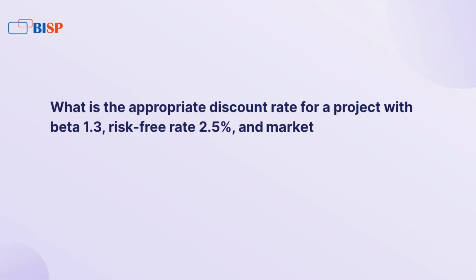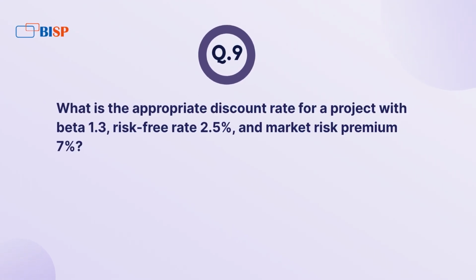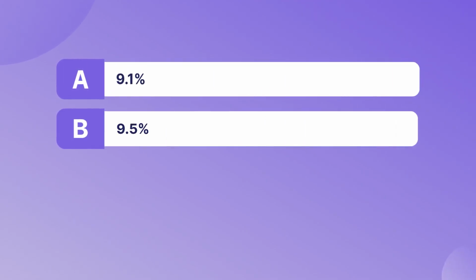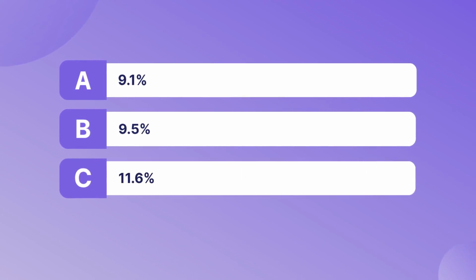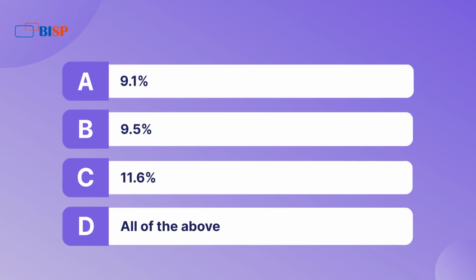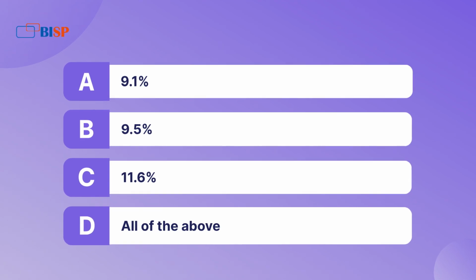Question number 9. What is the appropriate discount rate for a project with beta 1.3, risk-free rate 2.5%, and market risk premium 7%? A. 9.1%. B. 9.5%. C. 11.6%. D. All of the above.